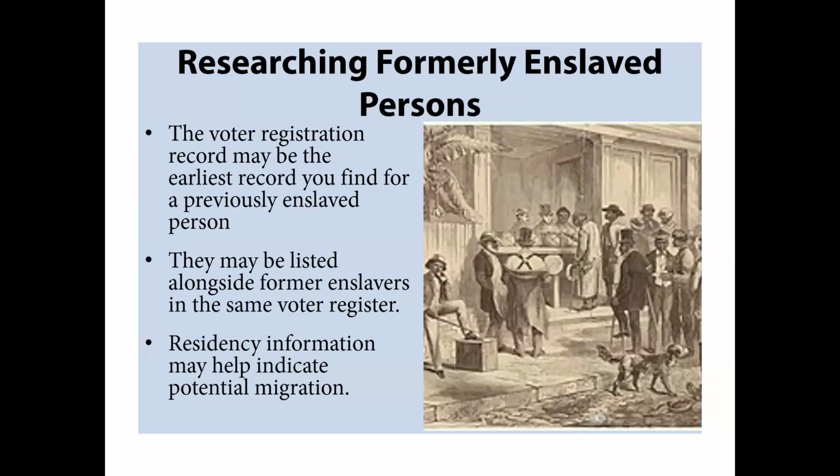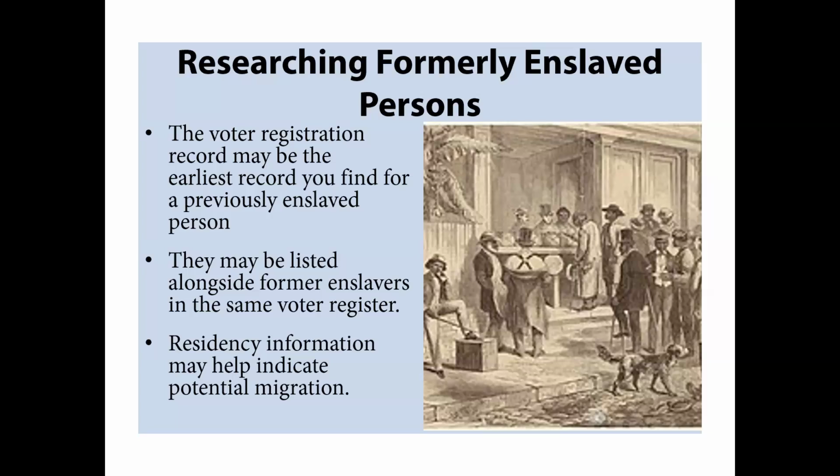It's also really good for researching formerly enslaved persons, because the voter registration record may be the earliest record you might find for someone that was previously enslaved and only really freed with the Emancipation Proclamation, or in the case of Galveston, Texas, on Juneteenth. So something to keep in mind, though, is when you're looking at these voter registers of those that were formerly enslaved, is that often they may be listed in the same voter register as their former enslavers, especially if they stayed in the same area as well.